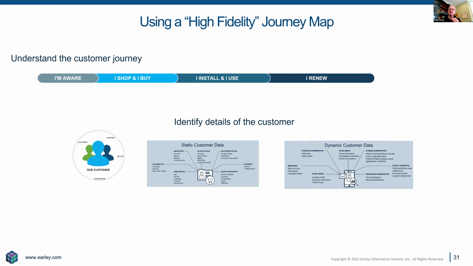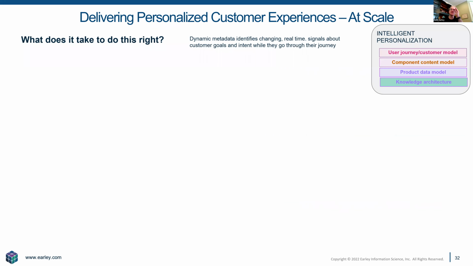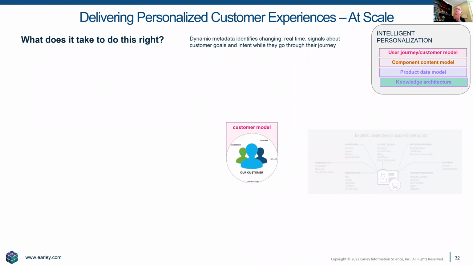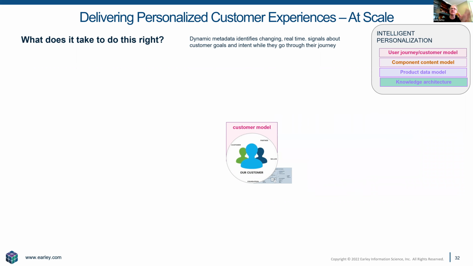It's identifying the details of the customer and then defining what content they need depending upon where they are in their journey. And this is where we get into high fidelity journey models, right? When we start looking at the dynamic presentation of information, what we need to do that with is that customer model. So we have static or slow moving metadata, right? This is the stuff that we know about our customers that's not going to change every day. This is industry, role, interest, firmographics, and so on, right? That stuff doesn't change real time.